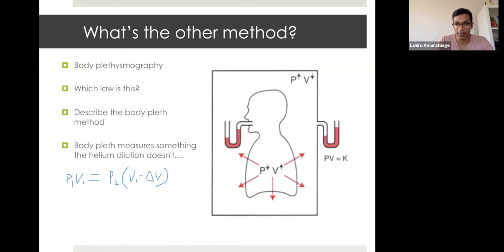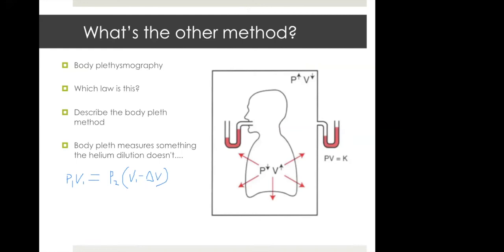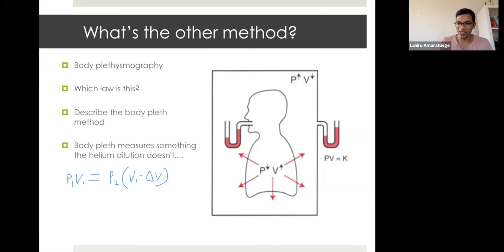Does everyone just get that first equation? You've got a box with a certain volume. If the patient's lungs expand, it's going to slightly decrease that box's volume. But these measurements are very sensitive. So you have the box volume, and the patient takes up some of that volume, and that's where this minus change in V comes from. Does everyone get that so far? Just give it a couple of seconds.